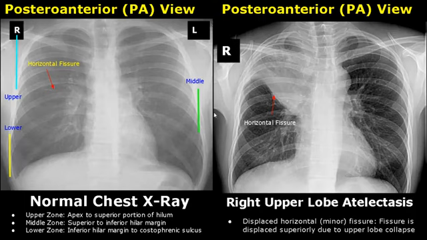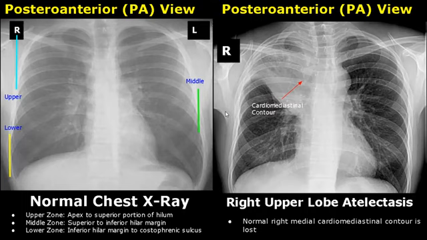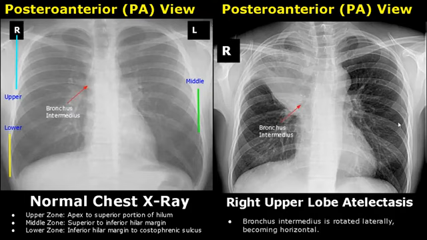Normal right medial cardiomediastinal contour is lost as well due to lung collapse. The right main bronchus bifurcates into two bronchi. One of them is bronchus intermedius, which can be seen here. Normally it has a vertical pathway, but in upper lobe collapse it has rotated laterally and has become horizontal.